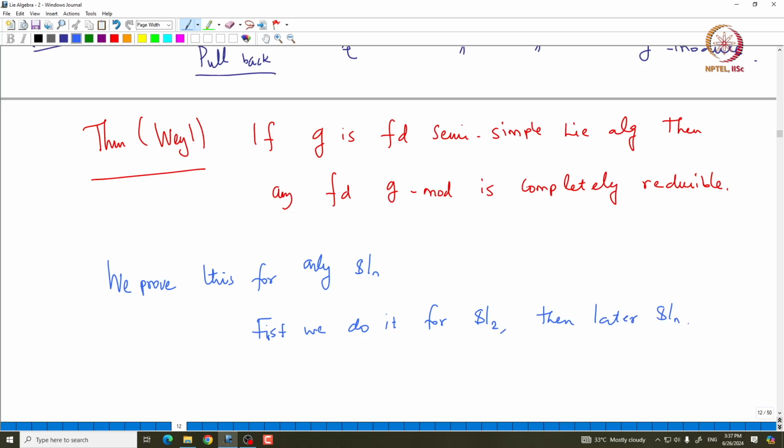Okay. So, I will stop here and then we will continue with the characterization of completely reducible modules in the next lecture, and then we will move to the representation theory of SL2. Thank you. I will stop here.